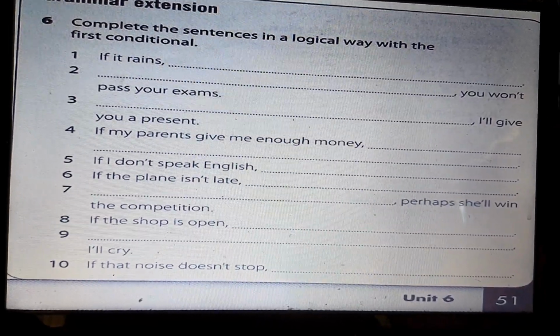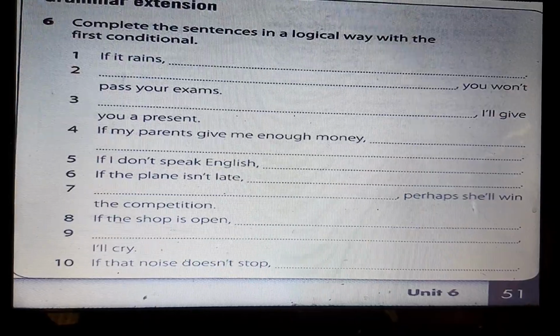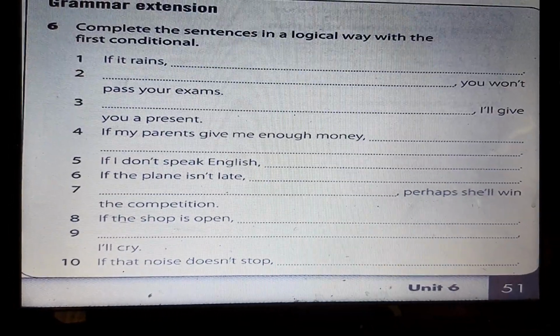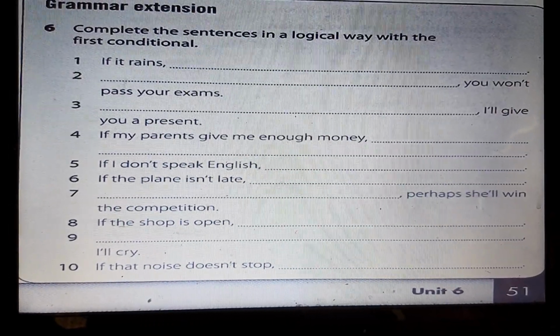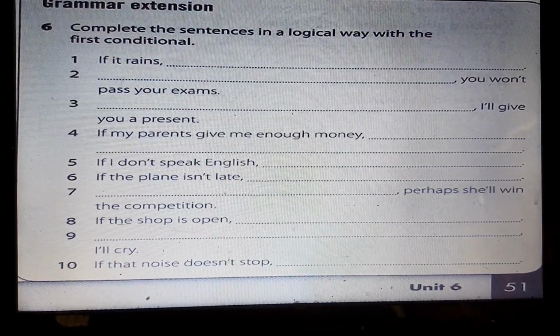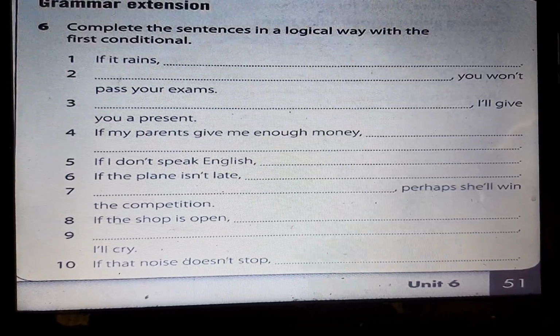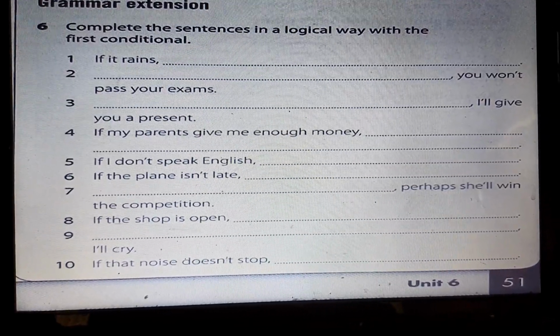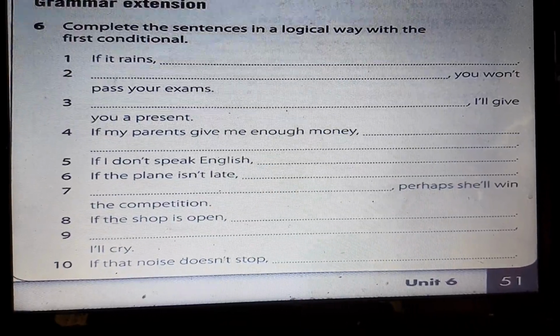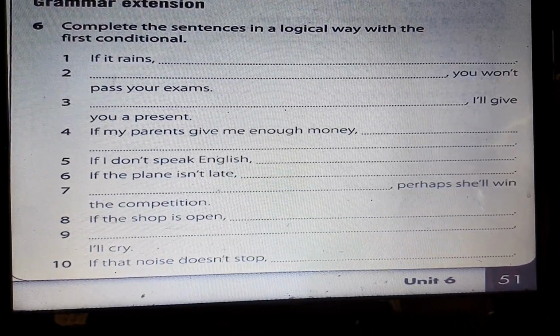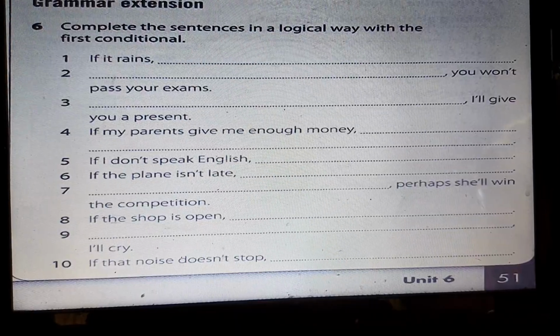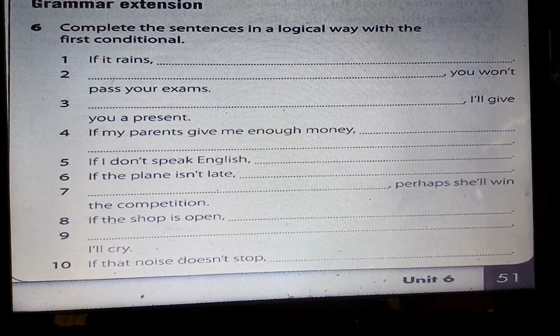Number 1. If it rains, what will happen? I will get wet. طيب. Number 2. If you don't study, what will happen? You won't pass your exams. Again, if you don't study, you won't pass your exams. Number 3. If you pass your exams, I'll give you a present.